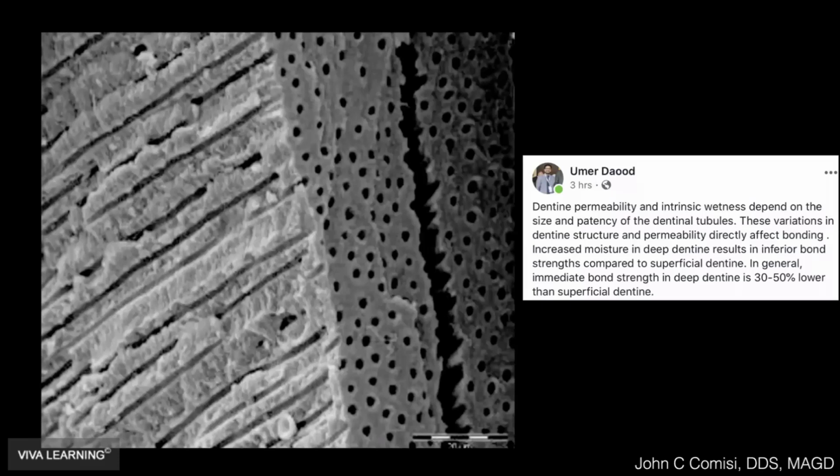Dentinal structure and permeability directly affect bonding. More increased moisture in the deep dentin results in an inferior bond strength compared to the superficial dentin. In general, as he has found, the immediate bond strengths in deep dentin are about 30 to 50% lower than that at the superficial layer. And unfortunately, most of us are doing that.